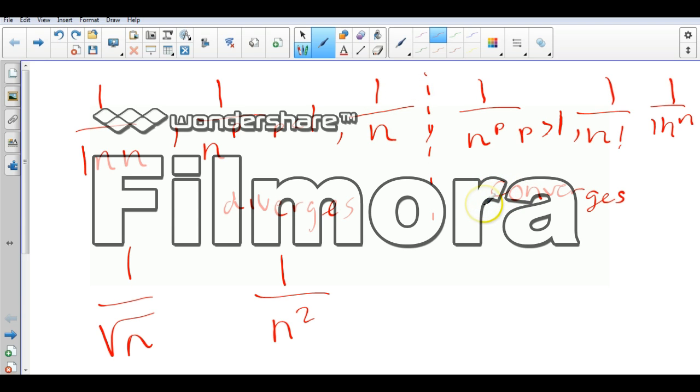Now, when we have convergence, there are a number of ways to find what that function converges to, but that's for another time.